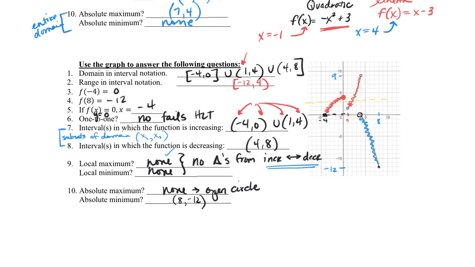Number 10, absolute maximum. So over the entire domain of the graph, is there a point that's higher than every other point? The answer is no, there's none, because this is an open circle. If that had been a closed circle, that would have been your absolute maximum. And then absolute minimum is down here at 8, -12, and that's because that was a closed circle. And so that's the reason we were able to mark that as your absolute minimum.